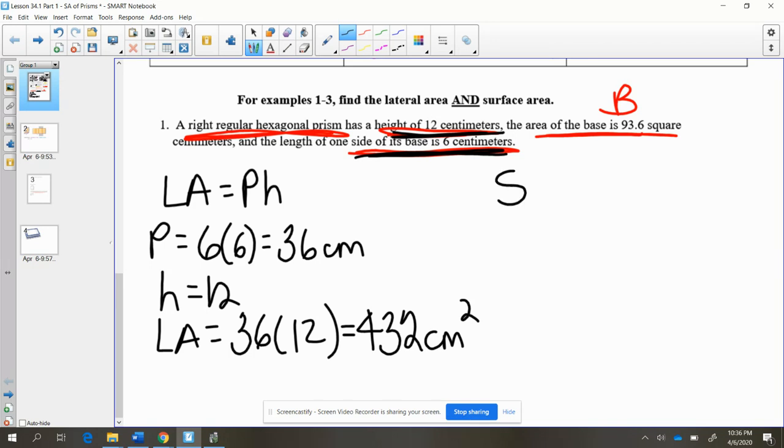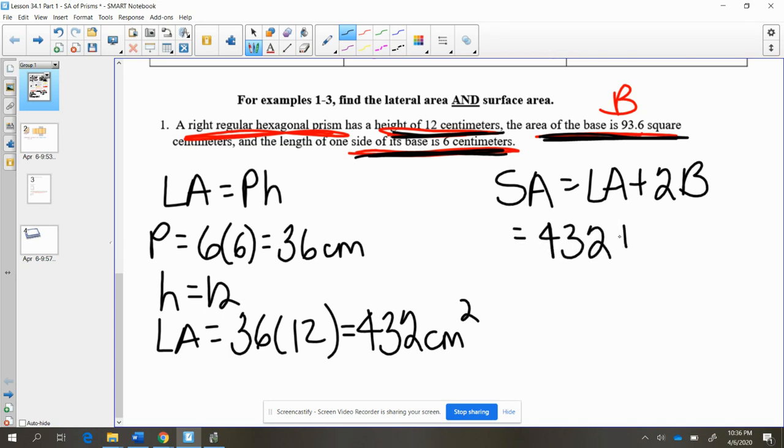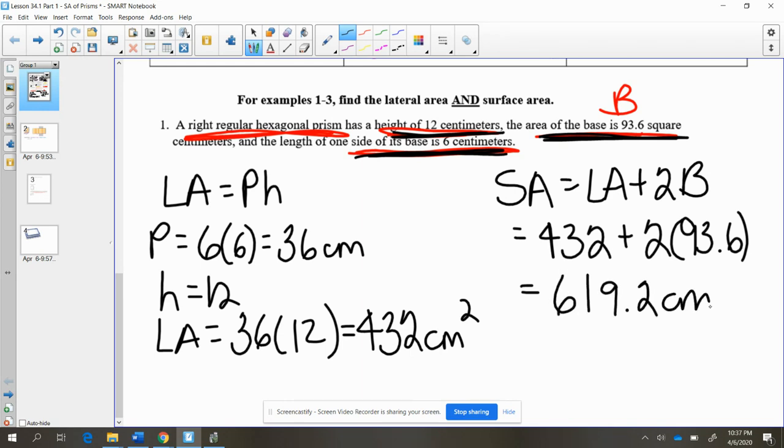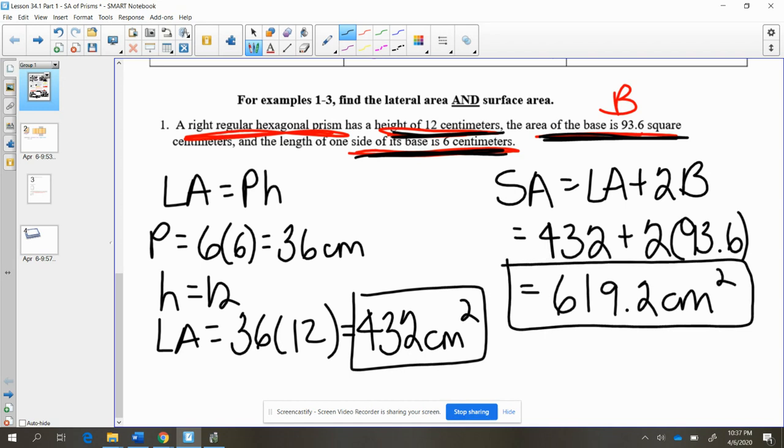Well, now the total surface area from there is going to be the lateral area plus 2 times the area of the base. This problem's awesome because they gave us that big B, and we just calculated that the lateral area was 432. So we're going to plug all that information in for LA and then the area of the base. Take a moment, type that into your calculator. What are you getting for the surface area? It should be 619.2 centimeters squared. So we have our lateral area and our total surface area.